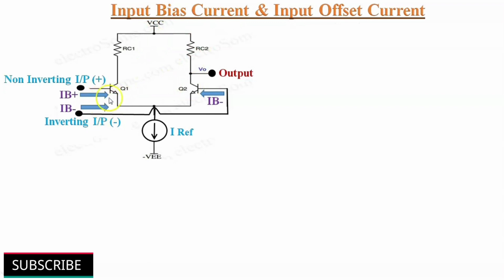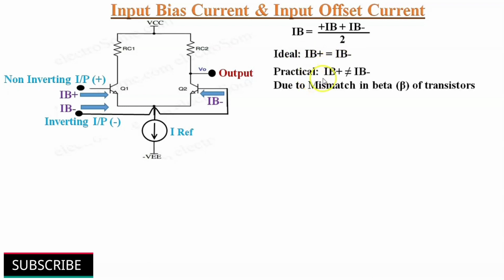The input bias current is defined as the average of these two DC base currents of the differential amplifier. That is, input bias current IB is equal to IB plus, the input current at the non-inverting terminal, plus IB minus, the input current at the inverting terminal, divided by 2. In ideal conditions, both currents are equal, that is IB plus is equal to IB minus. But in practice, both currents are unequal. There is some difference in the biasing currents. This difference is because of mismatch in beta of the transistors.